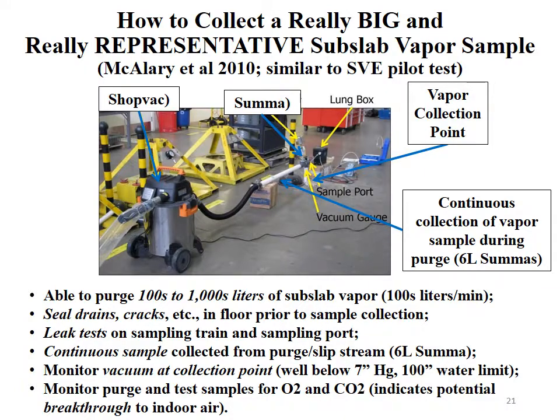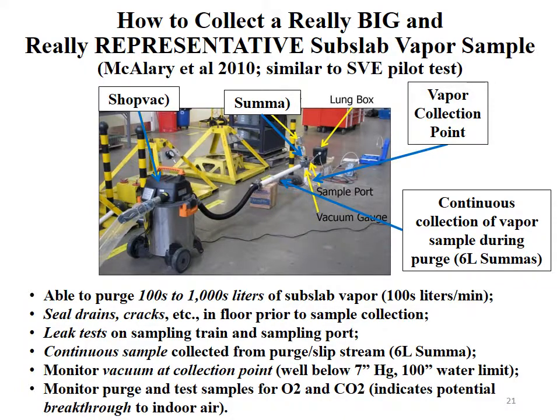So what they do is they install a vapor point in the middle of the floor, again like a pilot SVE test. It could be 1 or 2 inches in diameter, even larger, and essentially hook this up to a shop vac and turn the shop vac on and purge vapors from underneath the slab through the vapor entry point out the shop vac, and they've tapped into the purge line with the Summa canister. So as they're purging, they open up the Summa canister and collect a continuous sample of the vapors during the purge. So in this case, they're able to purge hundreds or thousands of liters of vapors at a time, and then the sample they collect is going to be representative of the vapors purged during that time period.